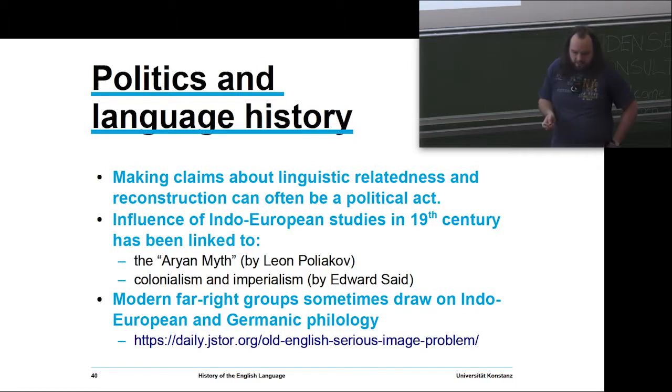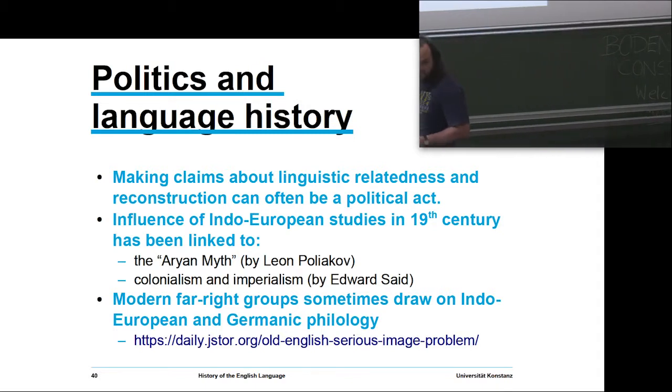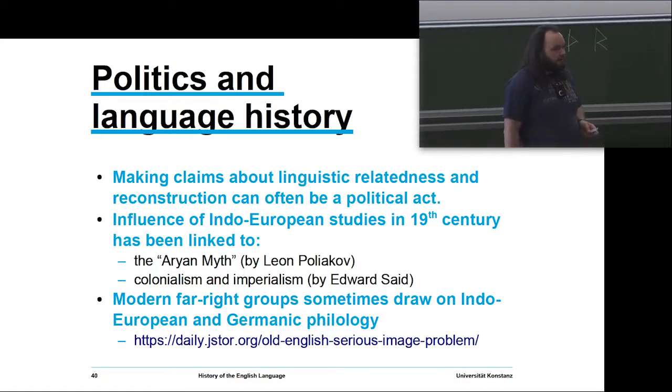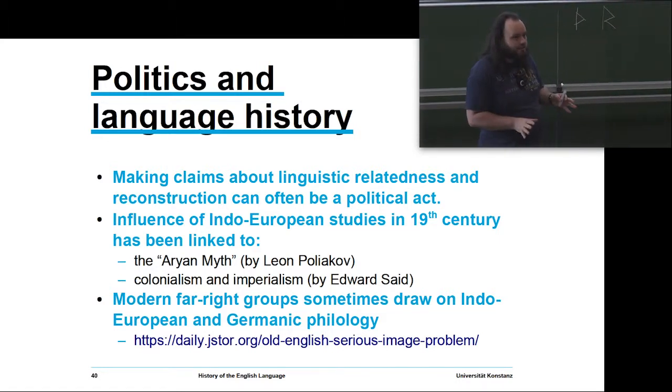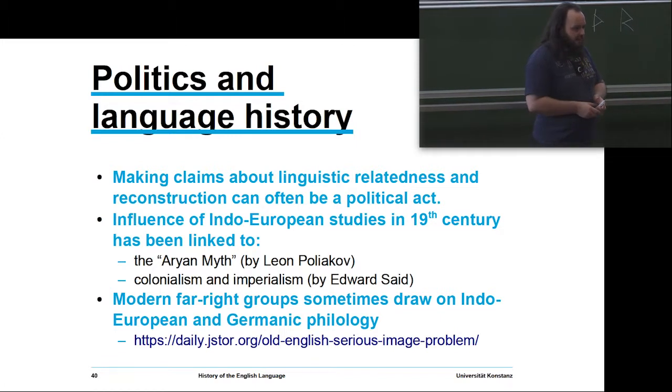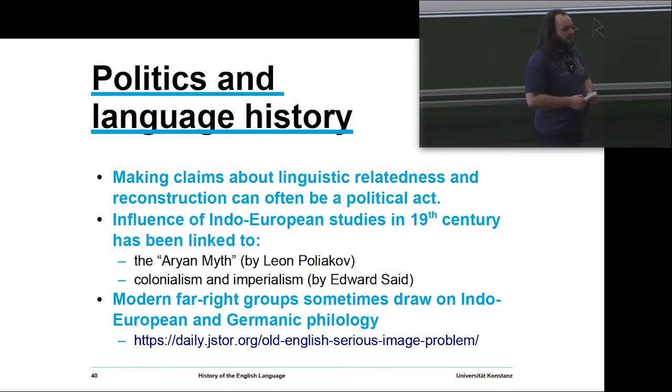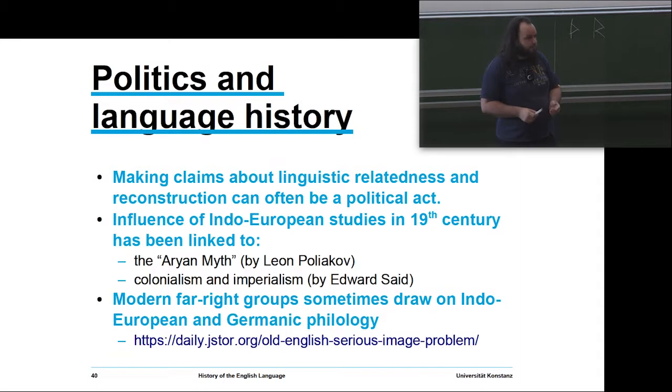Indo-European studies has also been linked to Western colonialism and imperialism. So in Edward Said's work on Orientalism, he says the reason this comparative philology was able to thrive in the way that it did was because of a sort of socio-political environment in which there was rampant colonialism and imperialism, basically. And that's important to remember.